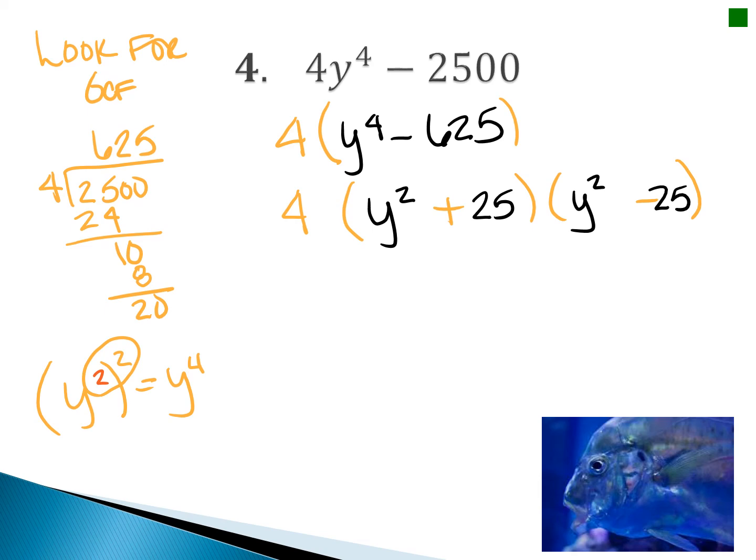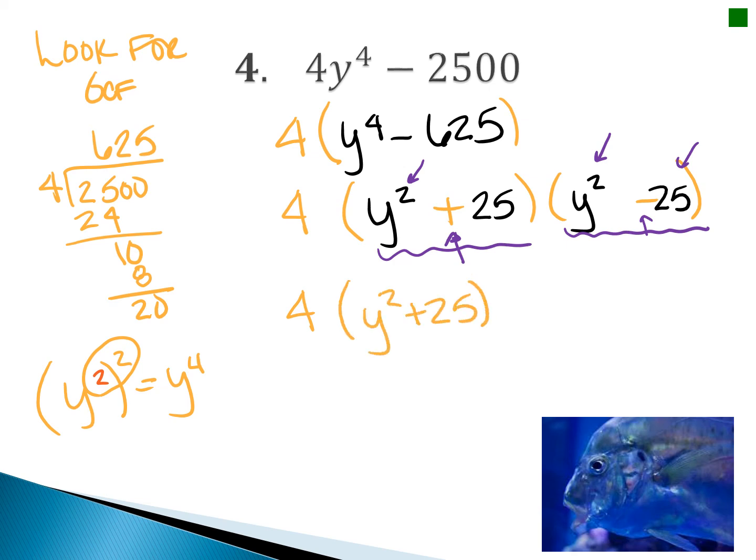Do you remember when I said double, triple, check, check? Look at this. See that square? That's a clue that you need to look again. So here's a square and a square. Does this one factor more? No, because of the plus. But this one, that's a perfect square, that's a perfect square, and that's a minus. So we're going to leave the 4, leave the y squared plus 25, and factor this difference of squares again.